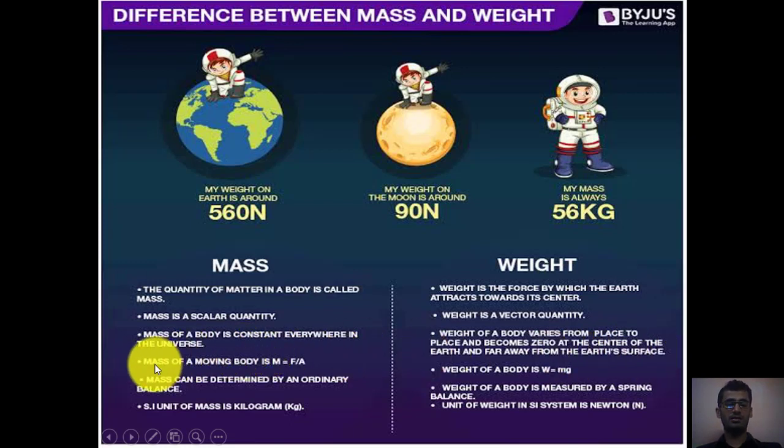If we talk about the expressions of mass and weight, mass of a moving body is m = F/a. This expression is obtained by Newton's second law of motion, which is F = ma, and we can determine the magnitude of mass from this equation as m = F/a, while weight of a body is given as W = mg. Here in this expression, m is mass and g is gravitational acceleration.